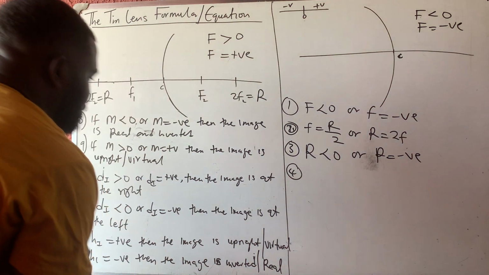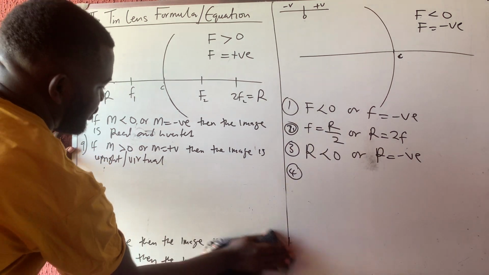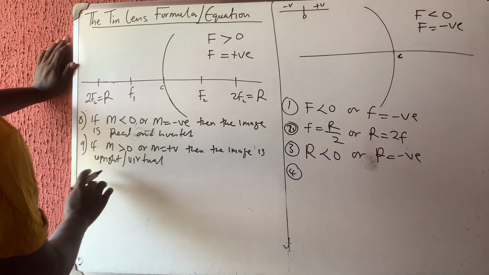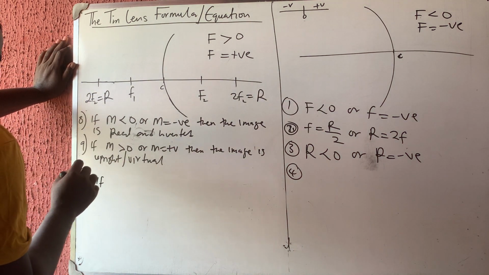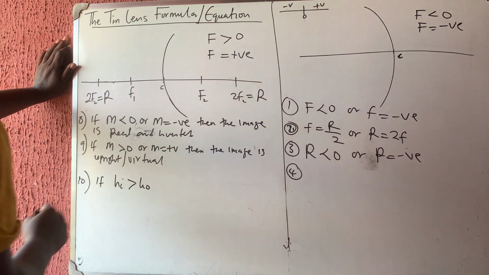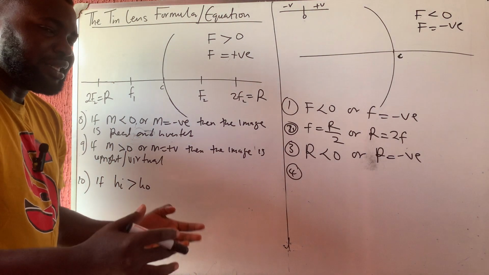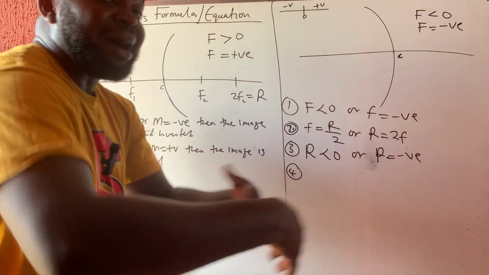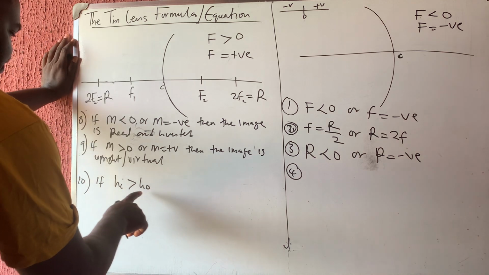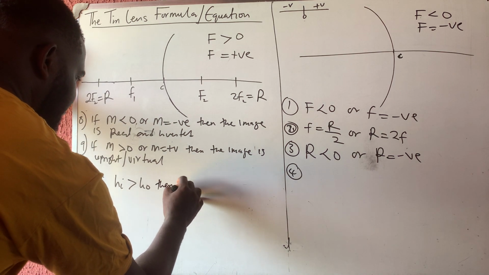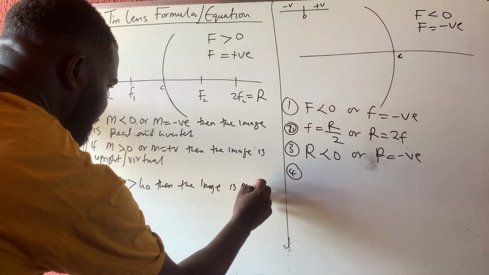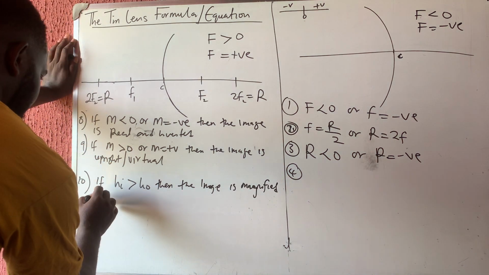Now the next thing you need to know, and the final thing, we have just 10 things to know. The 10th thing is that if the image height is greater than the object height, what happened? That means the image is magnified. That means the image is big or magnified. So if the image height is greater than the object height, then the image is magnified, or use the word big.